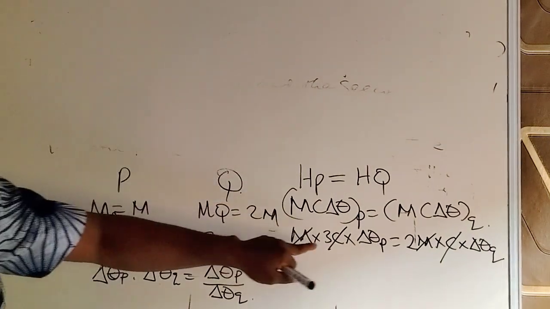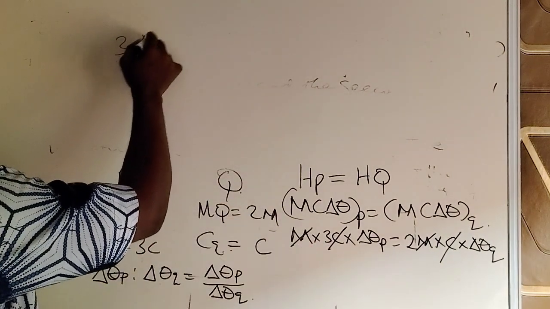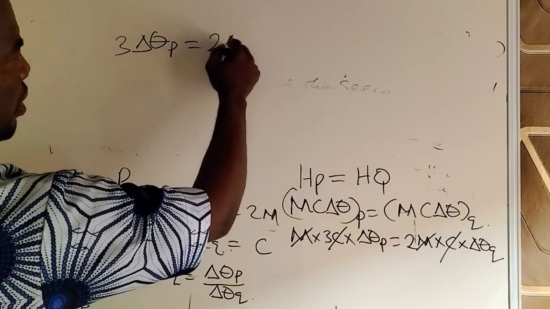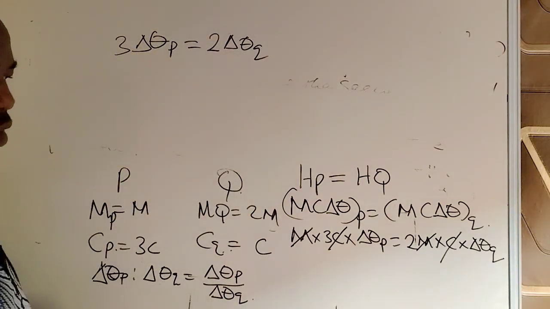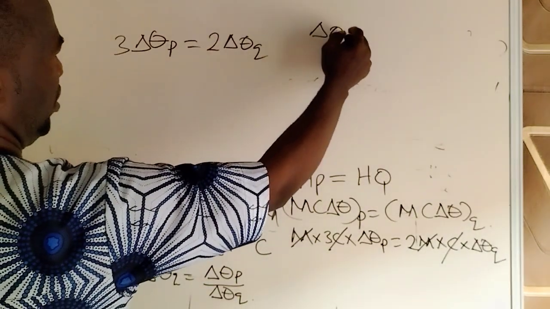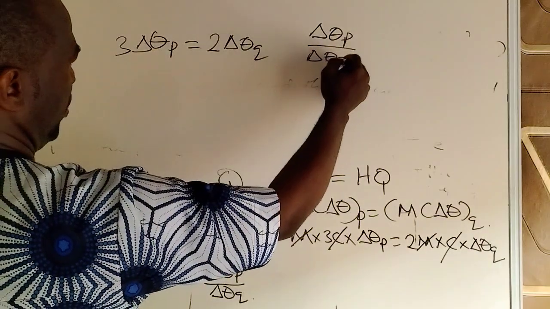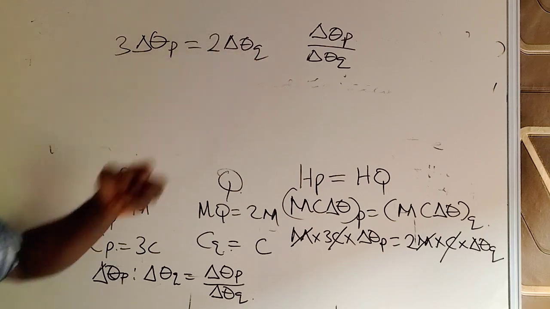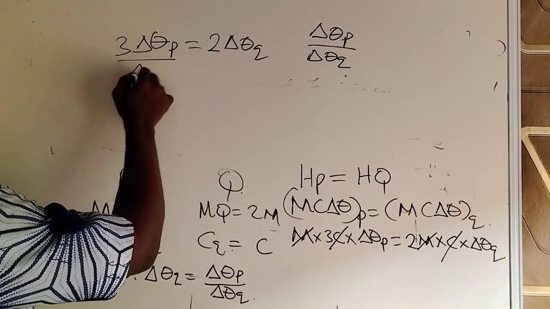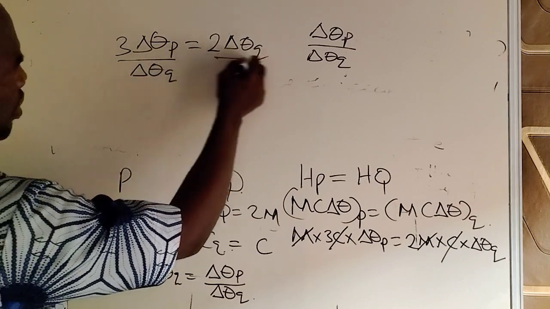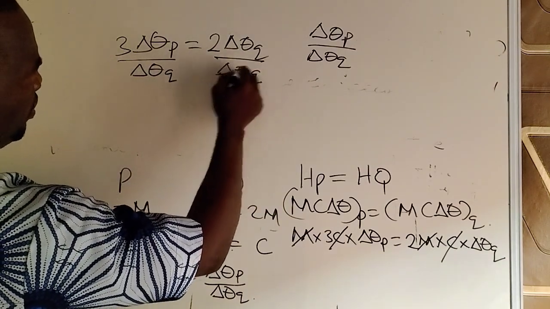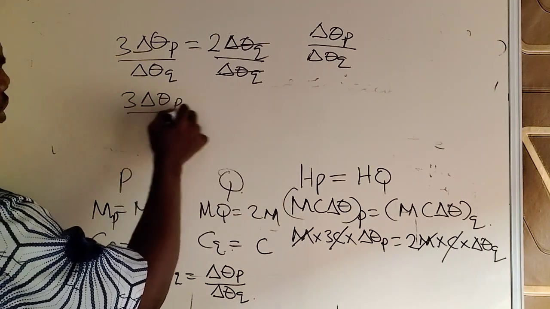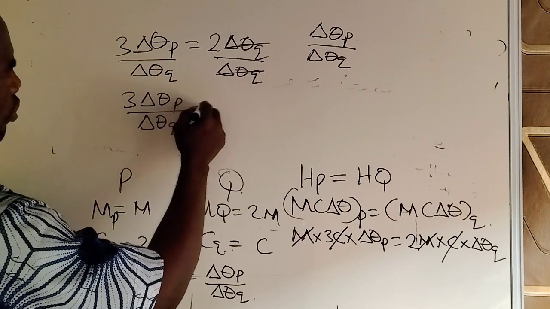Having done that, we bring everything up. What do we have remaining here? We now have 3 delta theta P equals 2 delta theta Q. What are we looking for? We're looking for the ratio of the change in temperature of P over that of Q. So to get this expression, we divide both sides by delta theta Q, so the delta theta Q cancels out. We're now left with 3 delta theta P all over delta theta Q equals 2.